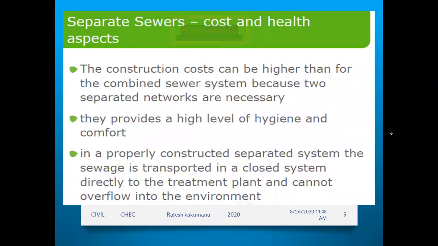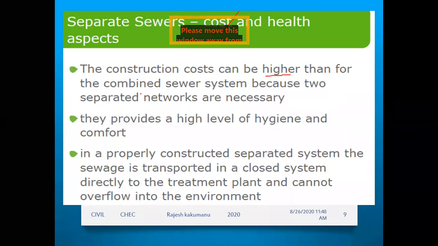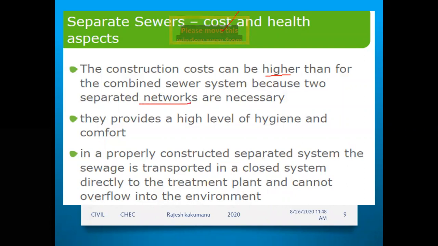Next. What about the cost and health aspects? If you see, the construction cost is higher than that of the combined sewer system, because here there is no mixing, we are using separate pipes. Whenever we are using separate pipes, the cost is also high when compared to the combined sewer system. Okay, so here the cost is high when compared to the combined sewer systems, because two separate networks are planned.